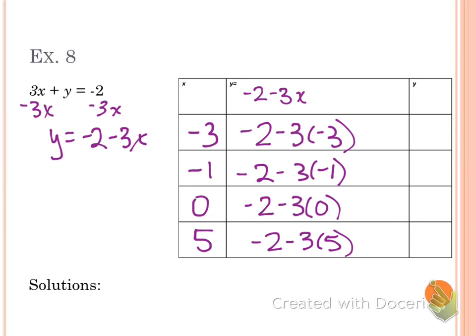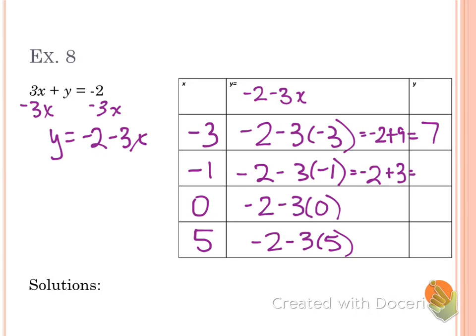A -7? I think it should be a +7. Negative 3 times negative 3 is positive 9. So negative 2 plus 9 would be 7. Negative 2 plus 9. That's how we got that 7. So if you need to, you can show more steps in there. This would be negative 2 plus 3.